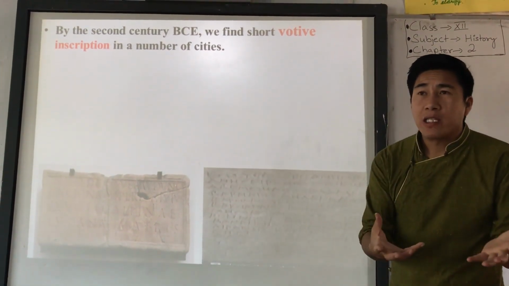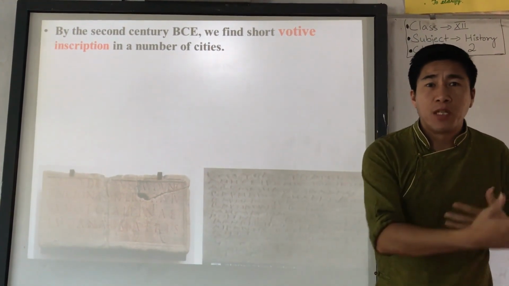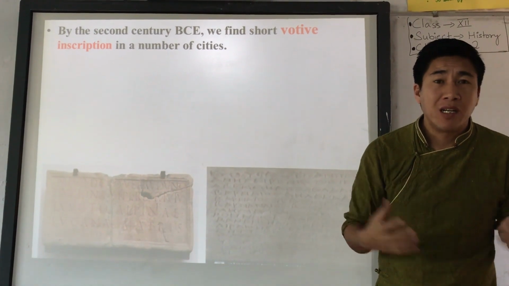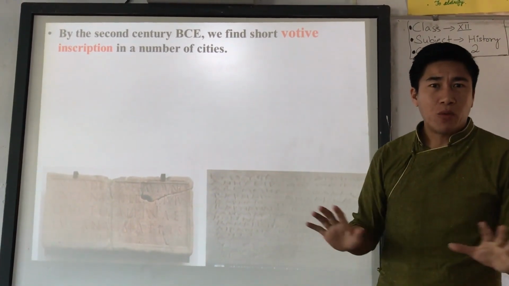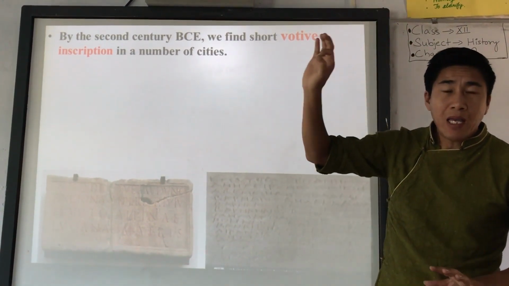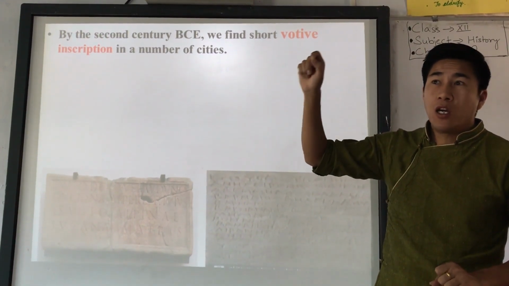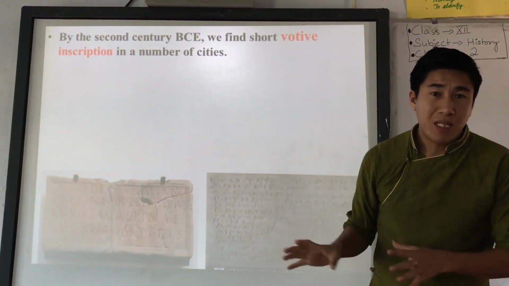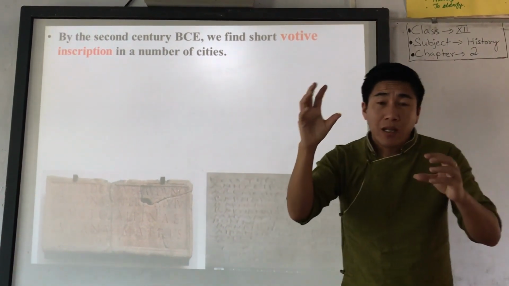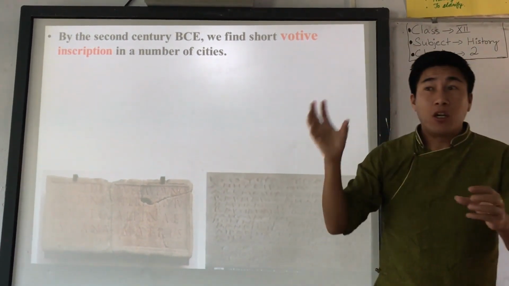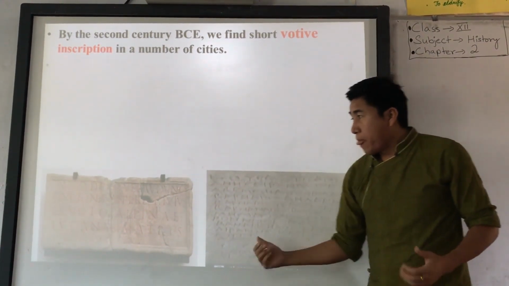Okay, let me give you an example. Suppose our school building is donated by the Honorable Chief Minister of Karnataka, B.S. Yedurappa. So on the wall of the school building we wrote, donated by Honorable Chief Minister B.S. Yedurappa in the 2nd century BC, just like that. Sometimes on a votive inscription, the name of the donor and sometimes the occupation were also written. Very beautiful, right?